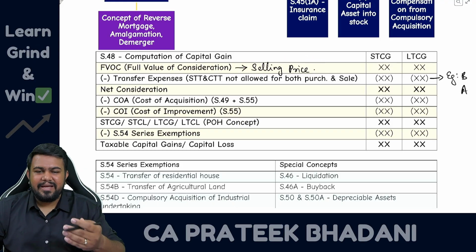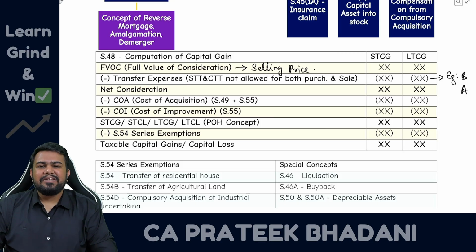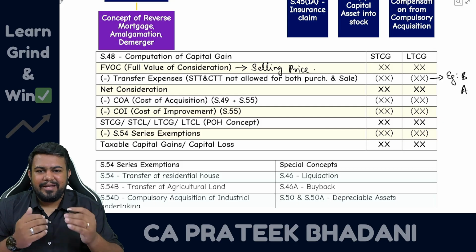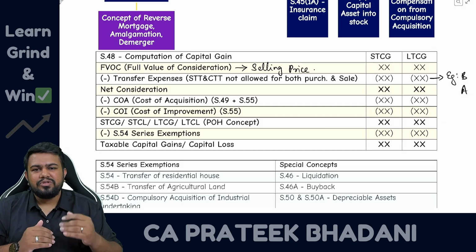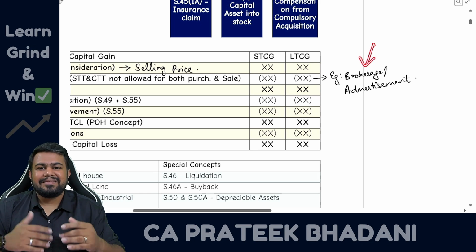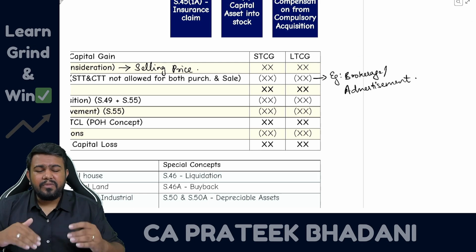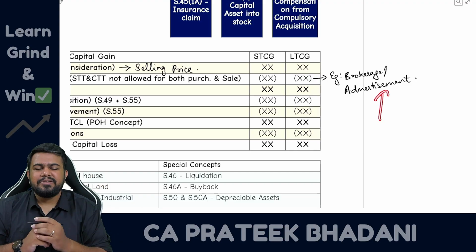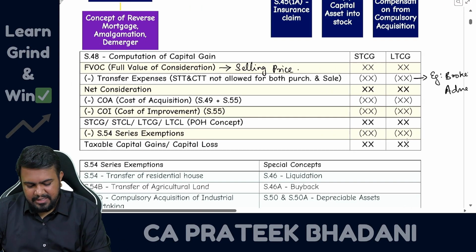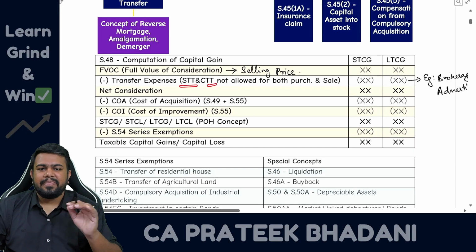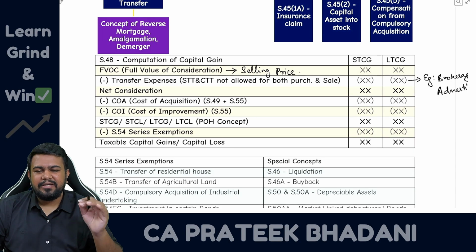From the selling price, you can reduce transfer expenses. What are transfer expenses? Transfer expense means to make the sale happen, you would have incurred some expense. For example, you want to sell your house. To sell your house, you went to a broker, and to the broker you are giving brokerage. That is a transfer expense. Similarly, to sell your asset, you gave an advertisement in the newspaper. That is also a transfer expense. So these are all transfer expenses. This you can reduce, but be careful. You cannot reduce STT and CTT, that is security transaction tax and commodity transaction tax.